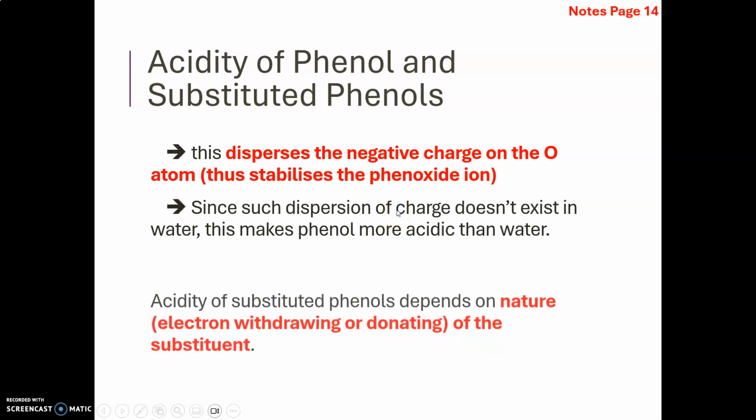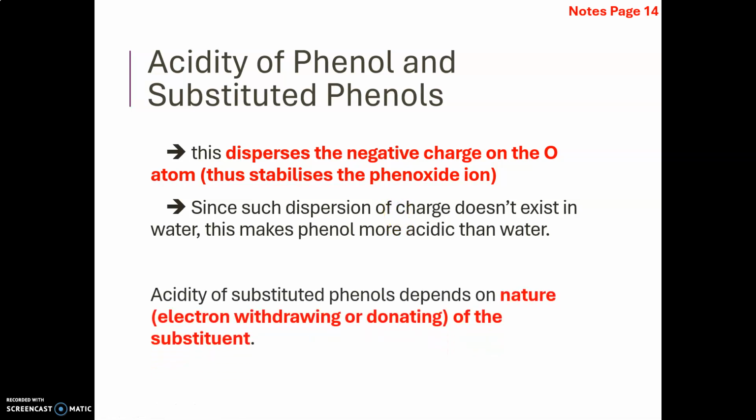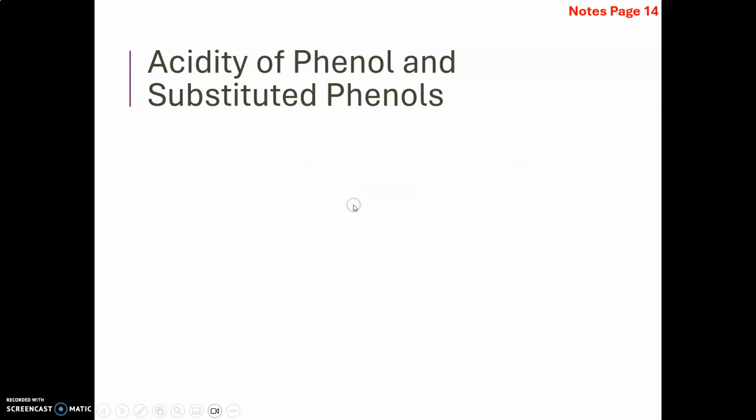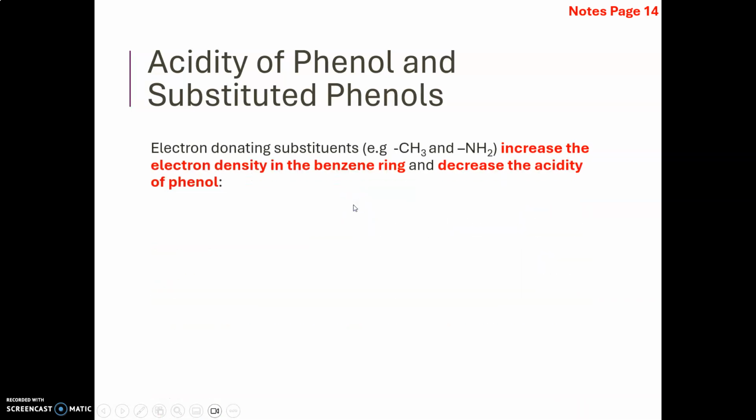When we have substituted phenols, the acidity of such substituted phenols depends on the nature of the substituent, whether the substituent group is electron withdrawing or electron donating. So first, we are going to discuss electron donating substituents such as methyl group. When you have electron donating substituents bonded to the benzene ring, it results in increase in electron density in the benzene ring and will decrease the acidity of phenol.